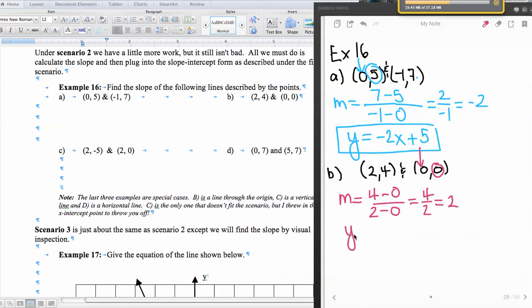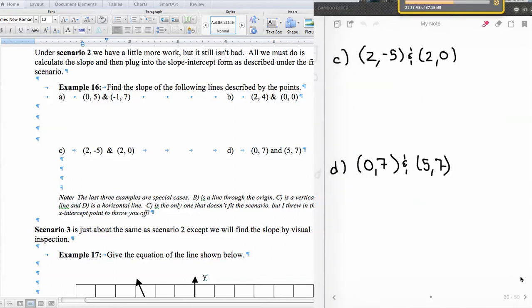And so now we can say y is equal to 2, the slope, times the x, and then plus 0, which remember, plus 0, that's the identity property, and we don't have to write it. So y is equal to 2x. That one, remember, is a special line, the line through the origin, where our y-intercept and our x-intercept are the same. They're both equal to 0. Moving on to our next example.